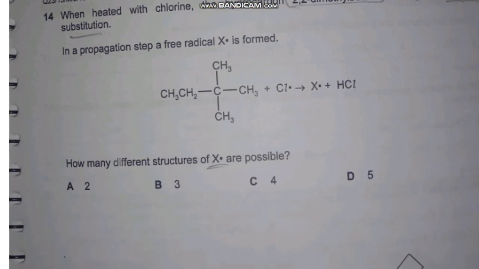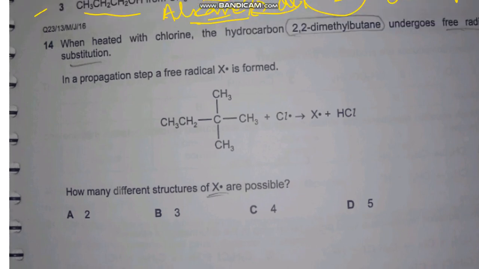So question number 14: when heated with chlorine, the hydrocarbon 2,2-dimethylbutane undergoes free radical substitution and X will be formed. How many different X are formed? Actually here we can see different X. We can see the free radical on this carbon, or on this carbon, and after that on this carbon. So only 3 different structures are possible. So option B will be the correct one.